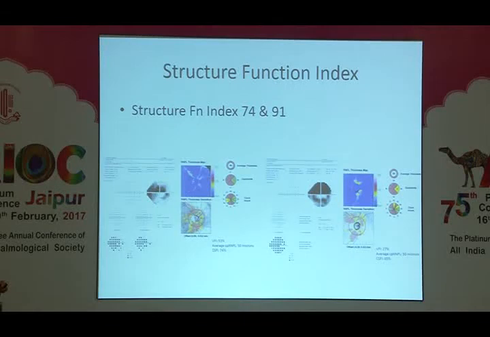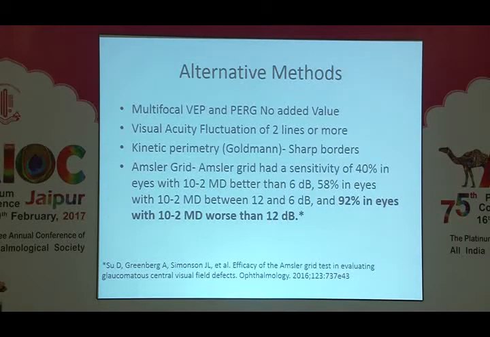Structure function index is another thing which is, again, of statistical importance. If the structure function index is higher, it means there is more glaucoma damage, and if it's slower, then there is less glaucoma damage. Alternative methods, VEP and PERG, are of no value at all.